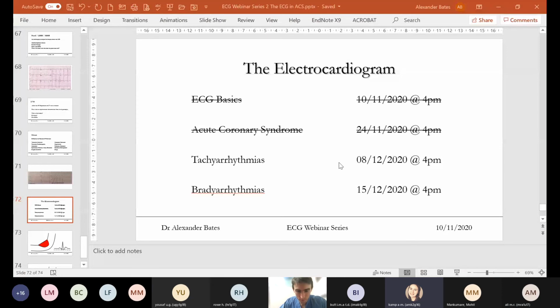I just wanted to ask if you could repeat why the ST elevation occurs in the ECG. So what is the reason for it electrophysiologically? Okay, so that gets more complicated. So we can absolutely go through that. I thought this may come up.